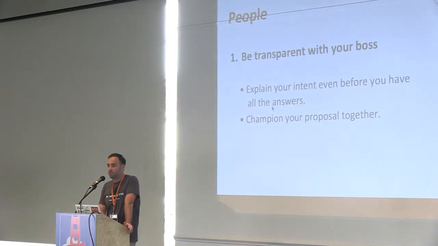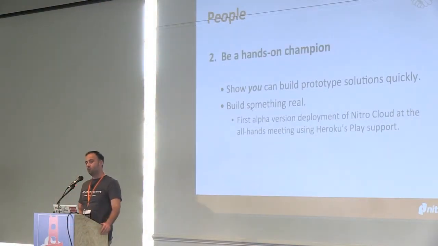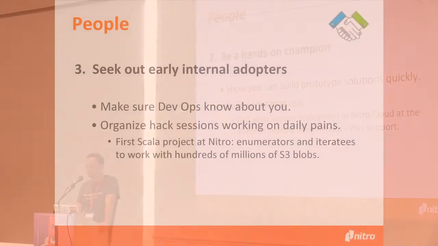Make sure that you champion this solution together. Make sure that you're actually a hands-on champion as well. Don't be paying it lip service, and be right there, speaking up at events like this or in front of your company. As an example, the first version of Nitro Cloud that we deployed was literally an all-hands meeting, and it was a deployment to Heroku where we staged a simple bug. Nobody knew that it was staged, and then we fixed it right away just to show how powerful working with Play was, how quickly we could test it, how quickly we could redeploy it, and how quickly it would go back live into the hands of customers.